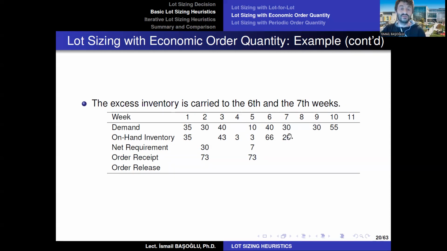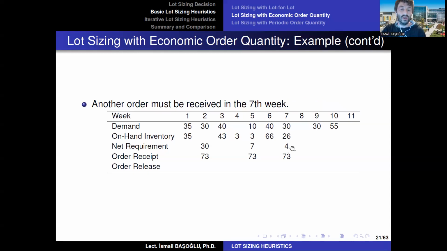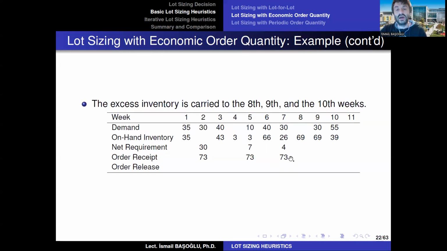However, the demand in the seventh week was 30 units. Therefore, this means there is also 4 units of net requirement that will be observed in the seventh week. In order to meet that, we will again plan an order receipt of 73 units in the seventh week. That 73 units will meet the net requirement of 4 units, but this means 69 units of inventory will be carried to the next period, where we observe no demand, and to the next period we carry 69 units again.